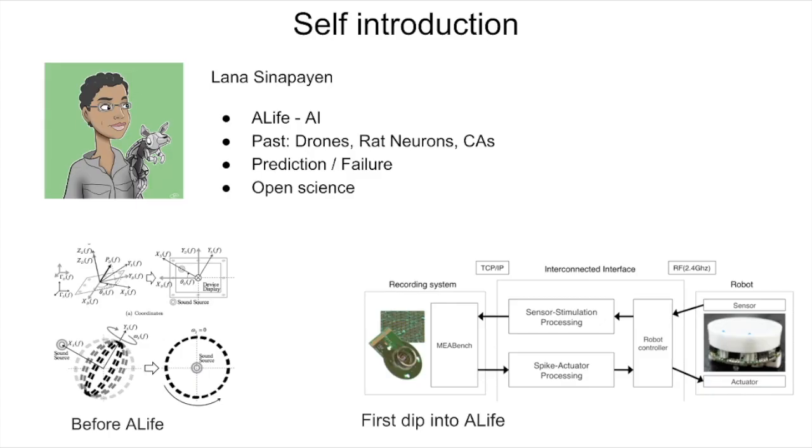First, a brief self-introduction. My name is Lana Sinapayan. I'm a researcher in ALife and AI. I used to do research on drones and rat neurons and cellular automata, but now I focus more on the topics of prediction and failure. I'm also very involved in open science. Before joining the field of ALife, my research was very conventional and serious. Then I joined ALife and started doing weird things, like trying to teach rats neurons how to drive a robot.